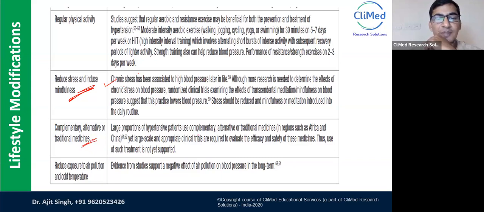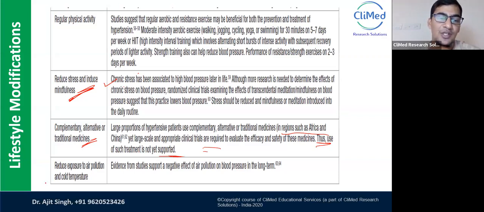Large proportions of hypertensive patients are using complementary, alternative or traditional medicines, such as in Africa or China. So this is not supported, because usually complementary or alternative medicines can affect your kidney. Okay, these types of medicines can affect your kidney and increase the renal workload. In that case you will go to renal insufficiency or acute kidney failure or chronic kidney failure. So in those cases you should avoid alternative medicines when the patient has hypertension.